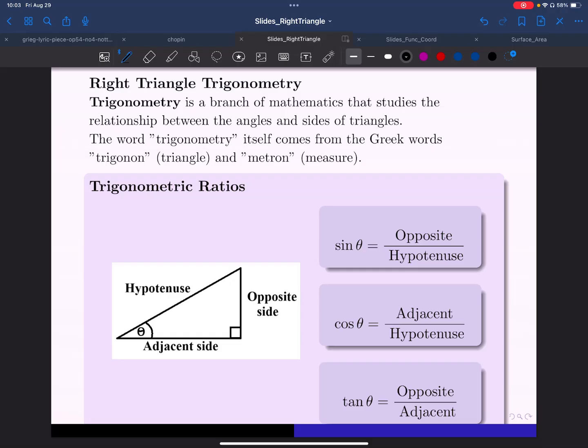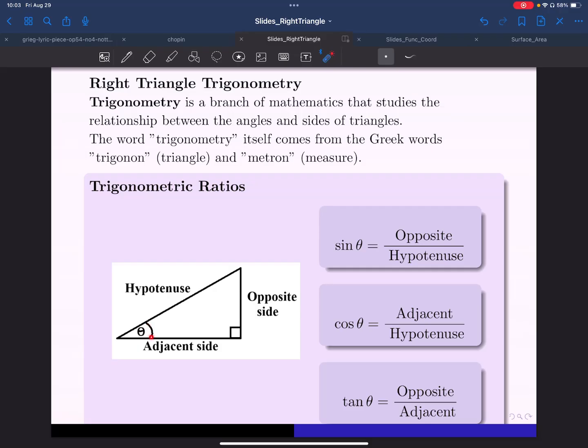So we have the theta right here. Regarding this theta, we look at what is the side opposite the theta. The side opposite the theta is right here. Opposite here is my theta angle. This is called the side opposite.